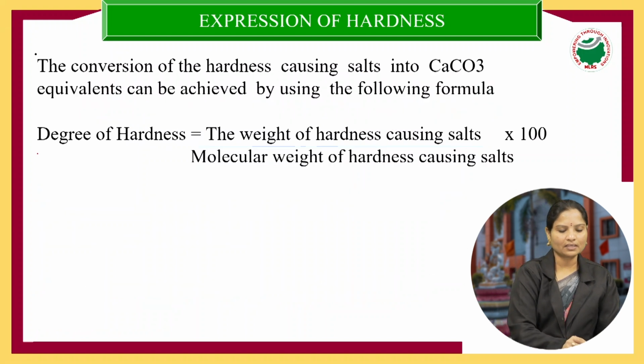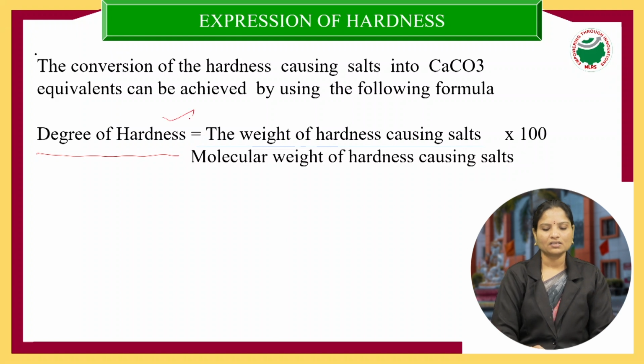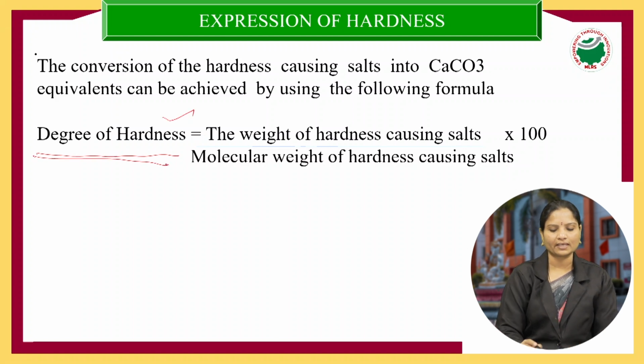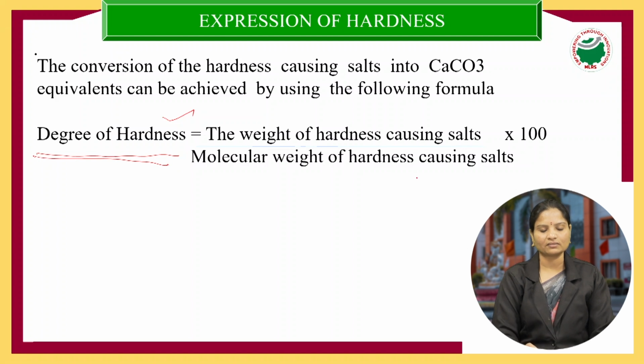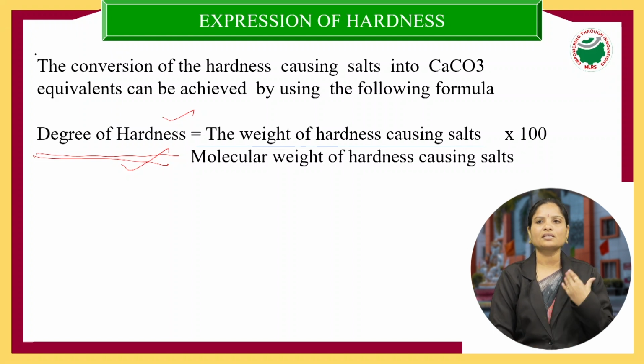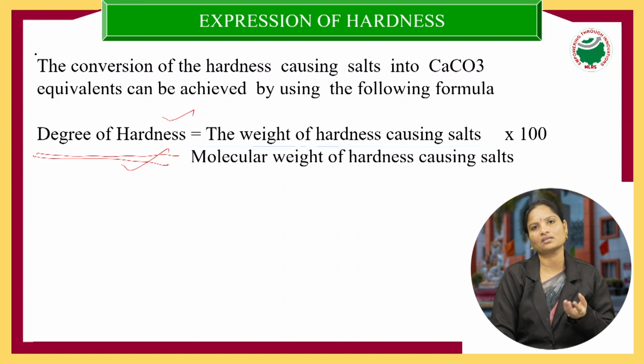What is the degree of hardness, or the hardness formula? With the help of this formula, we have to identify the hardness. Hardness is equal to the weight of hardness causing salts. Here we have to see the weight of salts like calcium chloride CaCl2, calcium sulfate, magnesium chloride, magnesium sulfate; so many salts will be there. In our sample of water, we have to see the weight of the hardness causing salt.